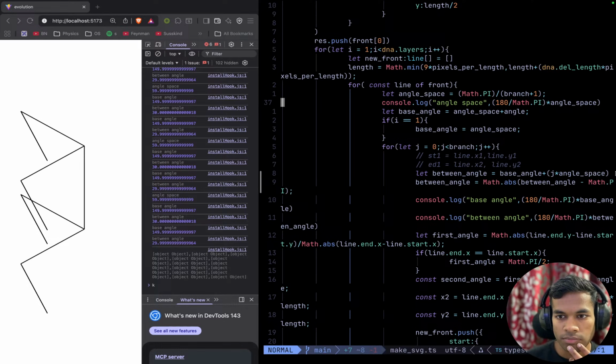Angle is, well, first of all, the problem is I have not named these variables meaningfully. What does angle space even mean? Angle space means what is the space between each branch. But yeah, that is in the name.